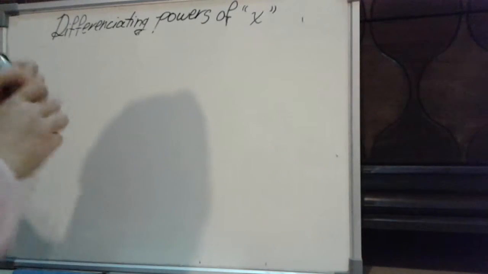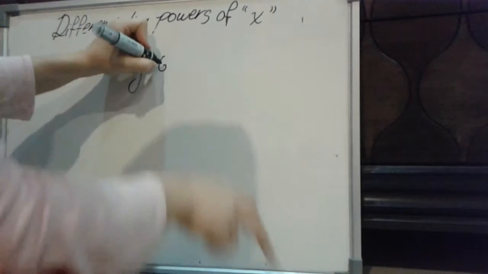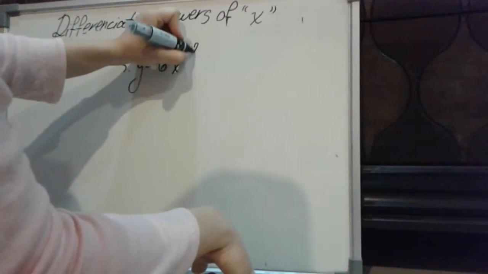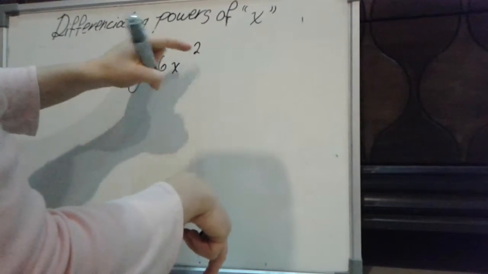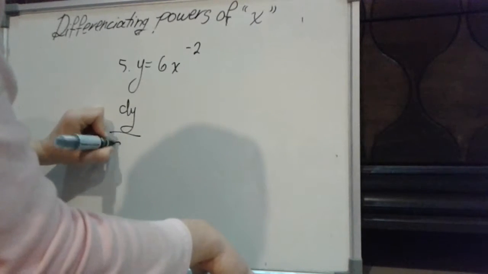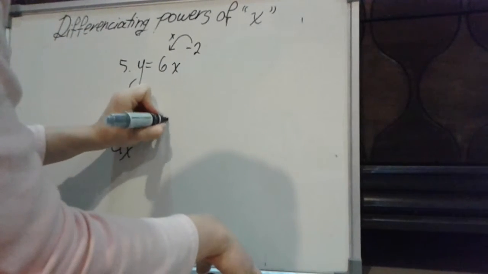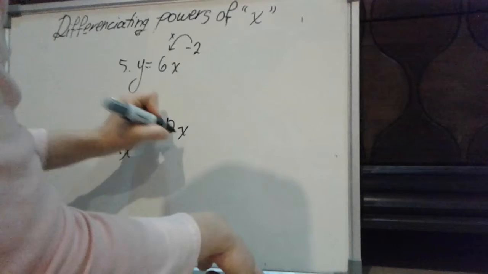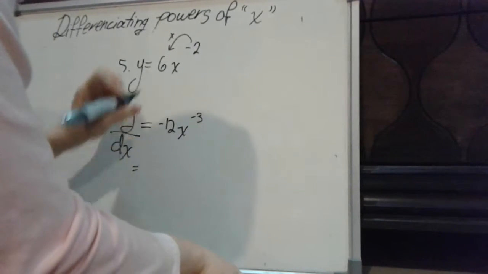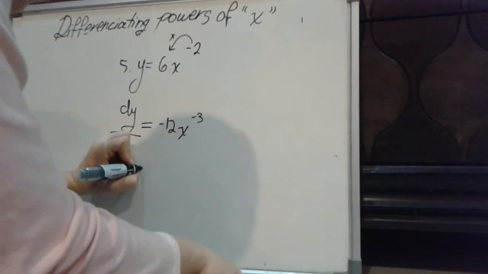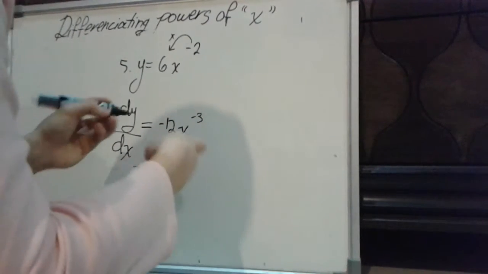And if you have it in the form of a negative, let me say something simpler, like 6x to the power of minus 2. If it is a negative, we also say dy over dx equals, the minus 2 multiplies with the 6, which becomes minus 12x, and the minus 2 minus 1 becomes minus 3. We all know the minus always means it will be in the form of a fraction, which means minus 12 over x to the power of 3.